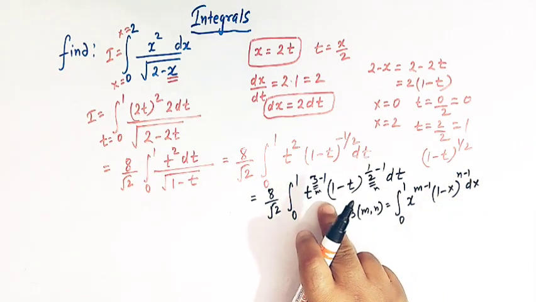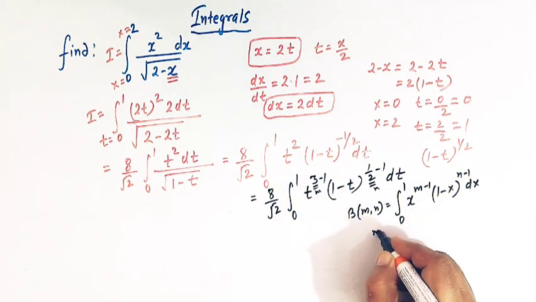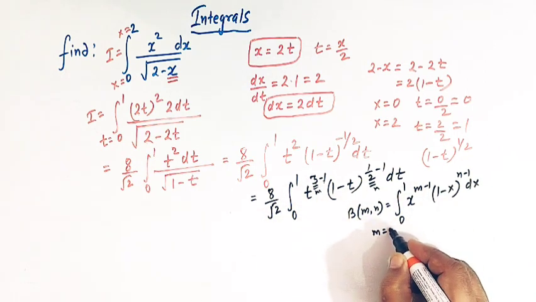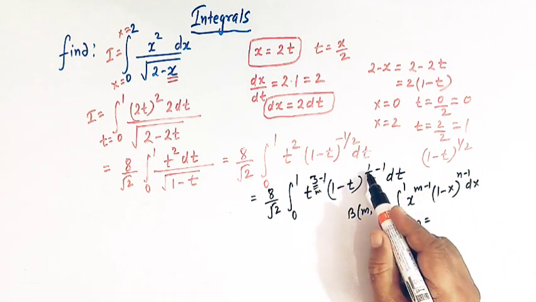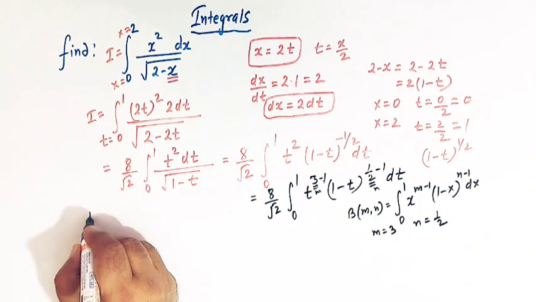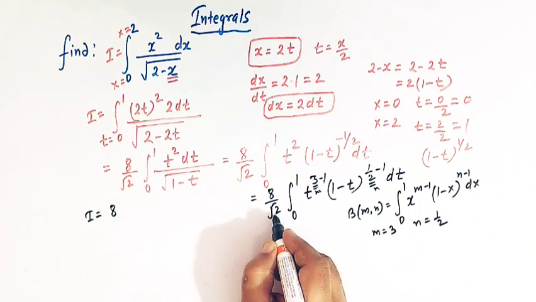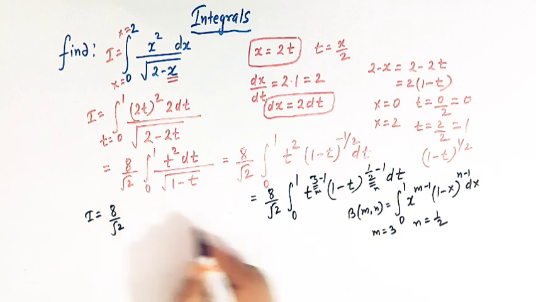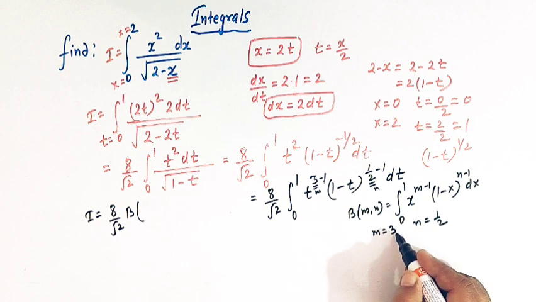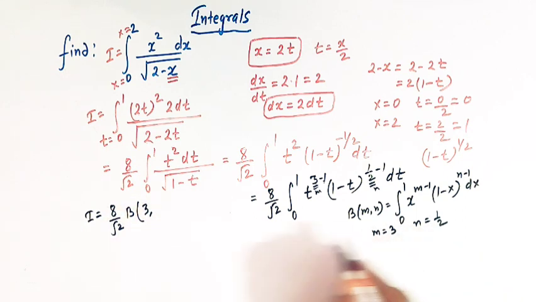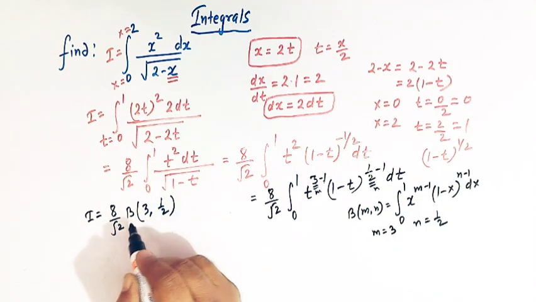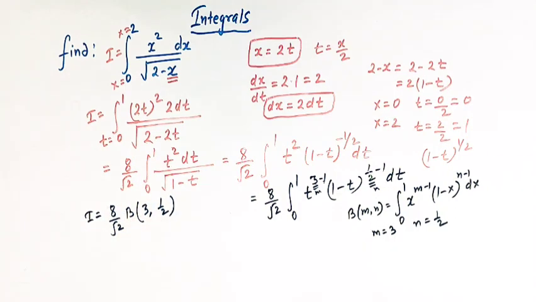So comparing this integral with this one, we have m is equal to 3, since this is m minus 1, so m is 3 and n is half, right? So here we have half. So now this integral I can be written as 8 over square root of 2 times beta of m comma n, where m is 3 and n is half. So now we have to find the value of beta 3 comma half.